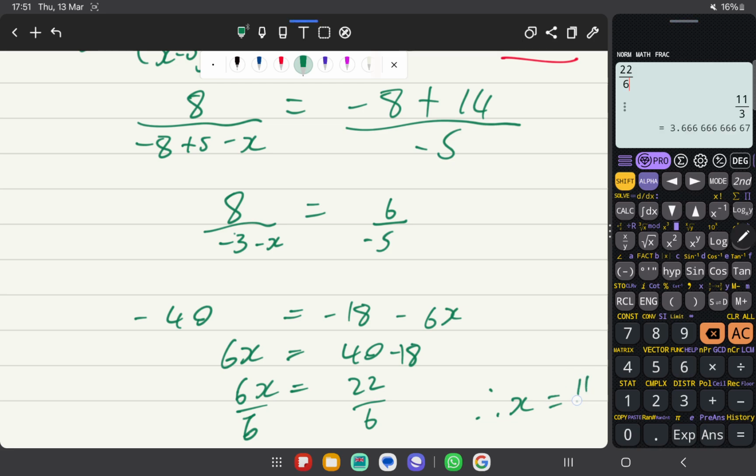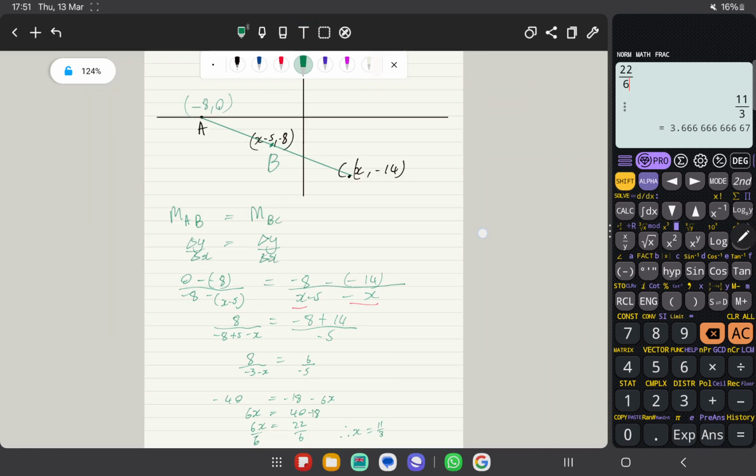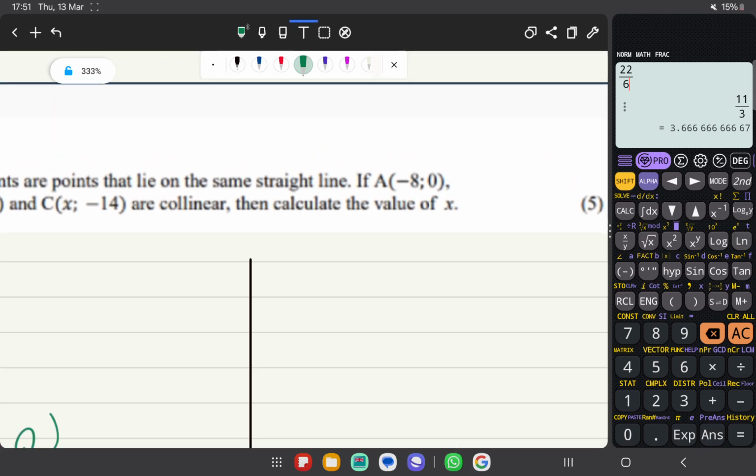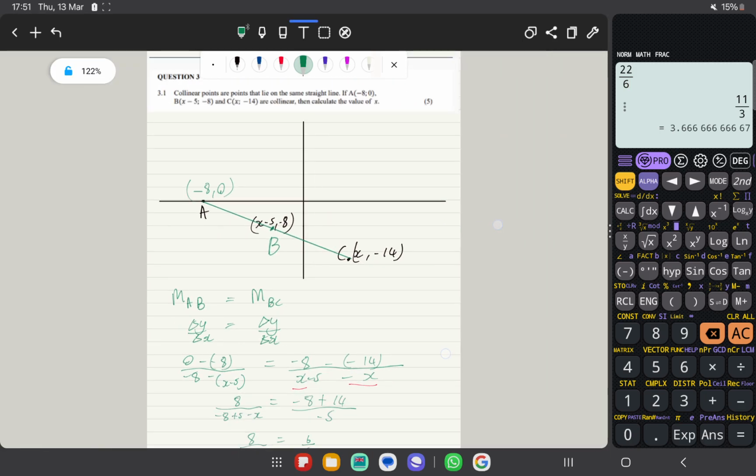11 over 3 is the x value that's going to make points A, B, and C collinear. We're done. You have your 5 marks. Let's move on.